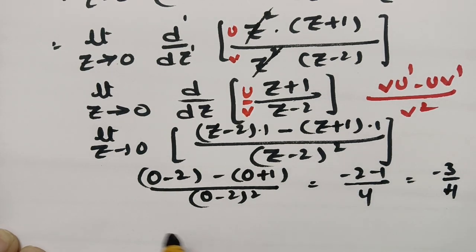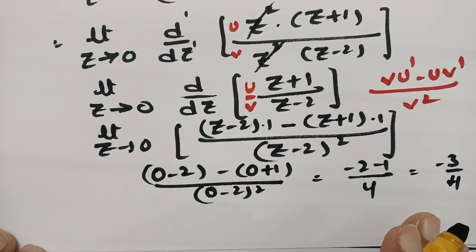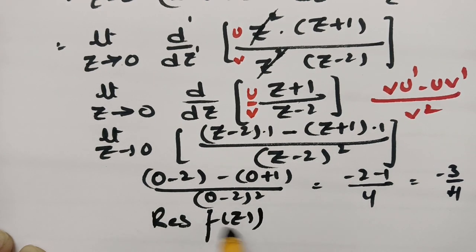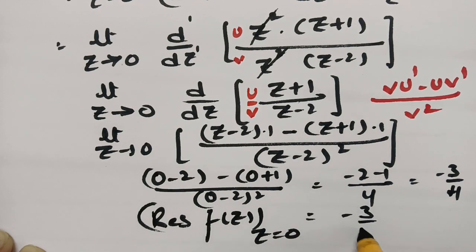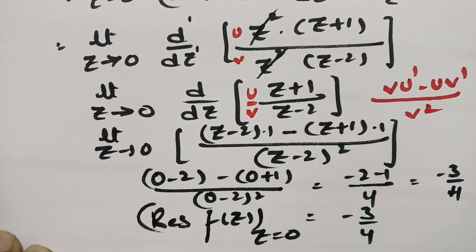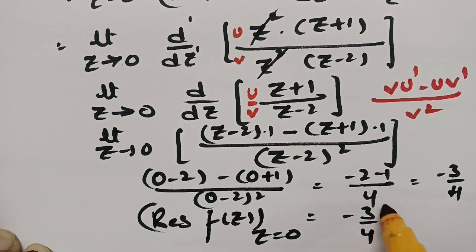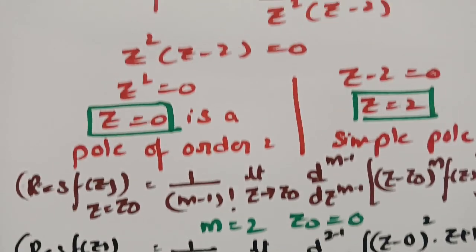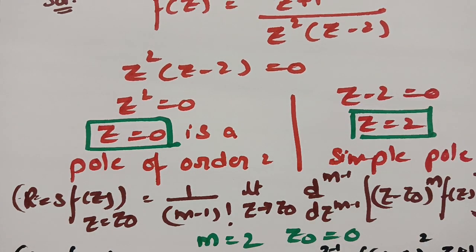Therefore, the residue of f of z at the pole z is equal to 0 is nothing but minus 3 by 4. So this is the residue value at the pole z is equal to 0. Clear? And the next pole value is z is equal to 2.